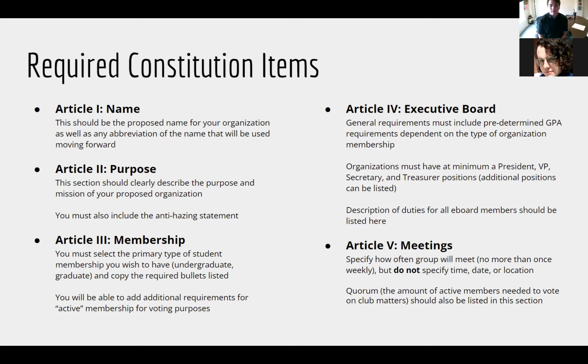Article 5 is about meetings. You need to specify how often the group will meet, no more than once weekly, but do not specify the time, date, or location. This keeps your meetings flexible as dates, times, and locations are subject to change based on availability. And then finally, quorum, which is the amount of active members needed to vote on club matters, should also be listed in this section, and that is all in the model.